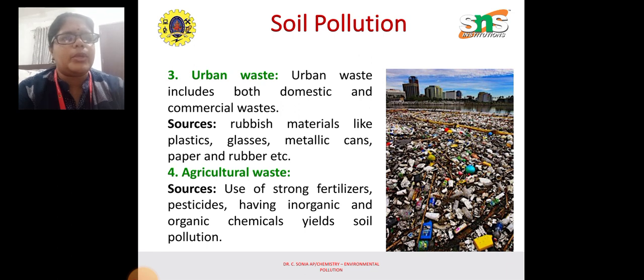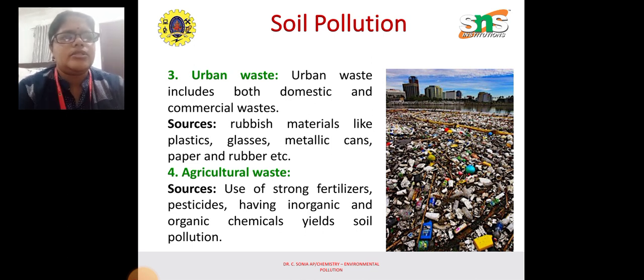Next is the urban waste. Urban waste has become a major issue in many cities. A dump yard, where all the waste is dumped in one place, has become a place for the starting of many diseases, and also hazardous waste that is dumped causes serious radiation problems, etc. The sources are rubbish materials like plastics, glasses, metallic cans, paper and rubber, etc.